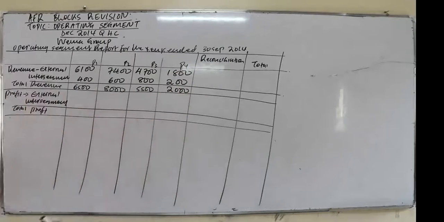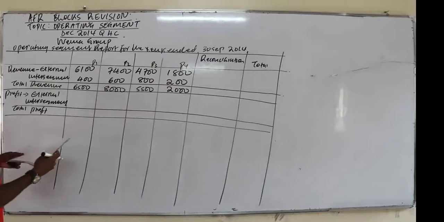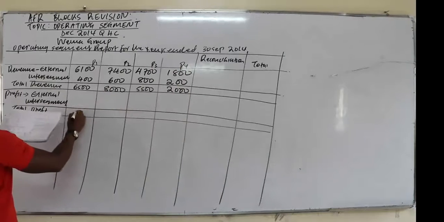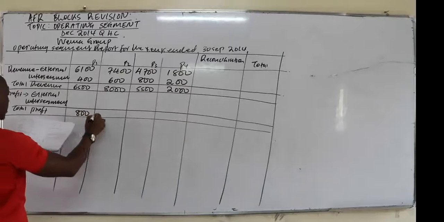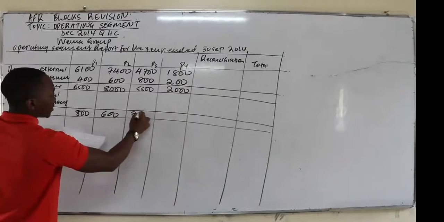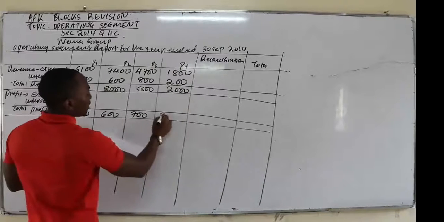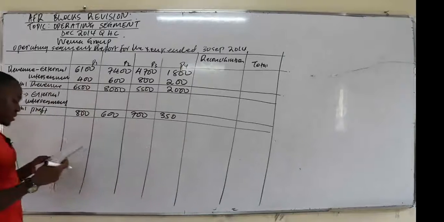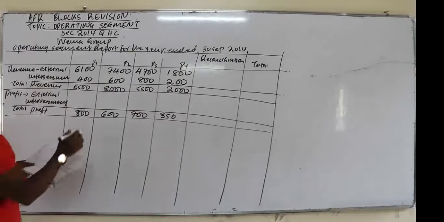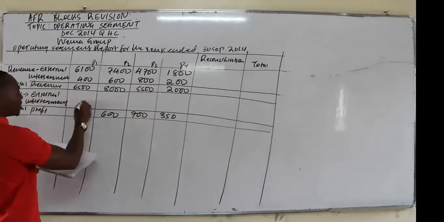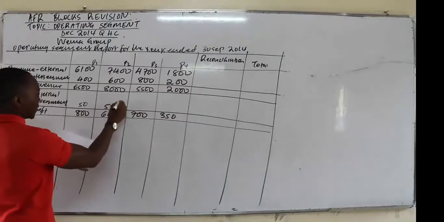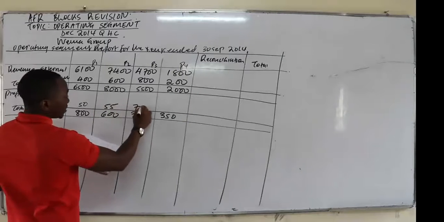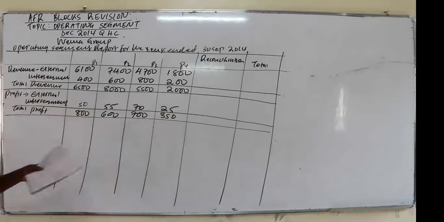We do the same for the profit. And the segment profit before tax, P1 we had 800, 600, 700, and 350. Then we have intersegment profit. The segment profit for P1 we had is 50, 55, 70, and 25. So with that, now we can be able to get our external.